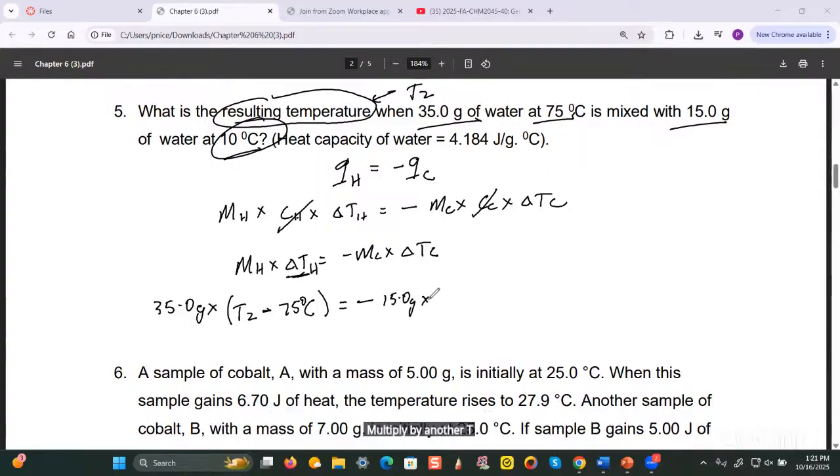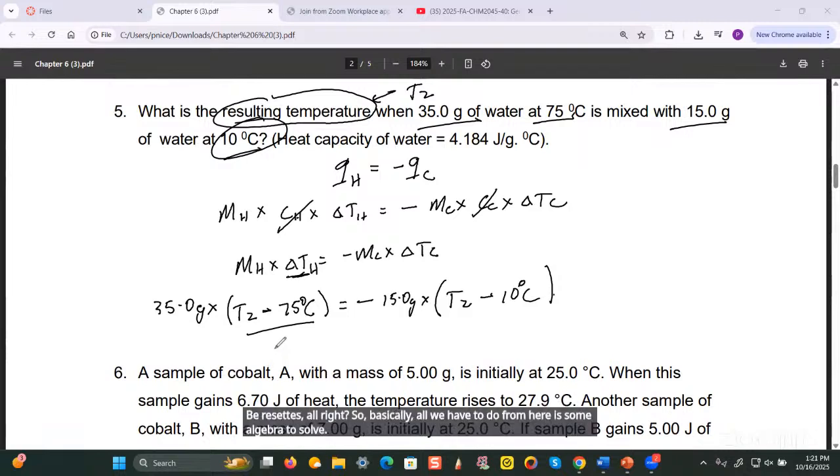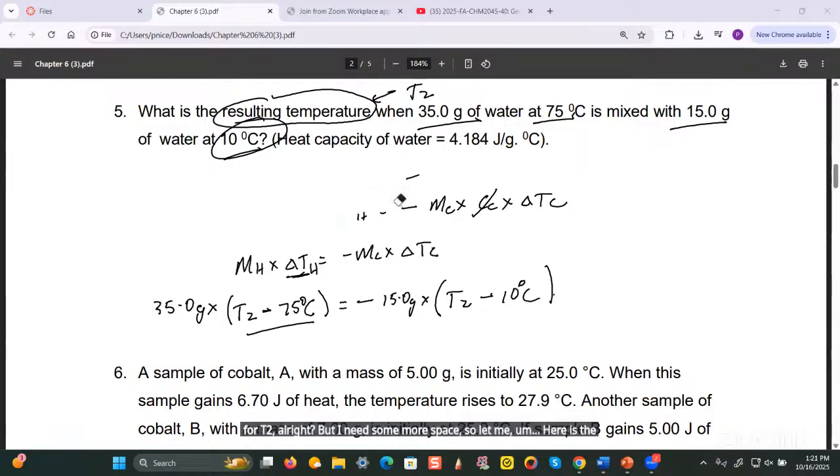Now, what would that be? What would be the change in temperature? It's kind of similar to this here. T2 plus 10? No, it would be T2 minus 10 degrees Celsius. All right. So basically, all we have to do from here is some algebra to solve for T2. I'm going to need some more space, so let me erase the top part here.